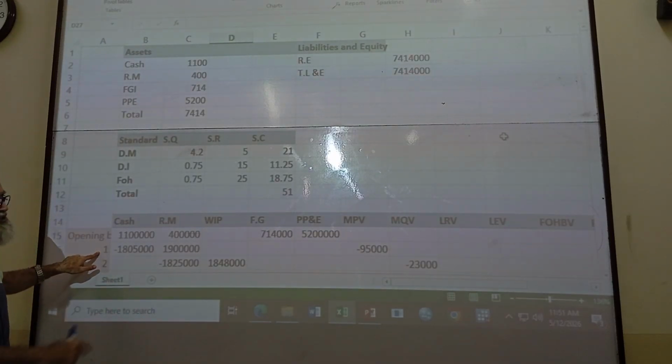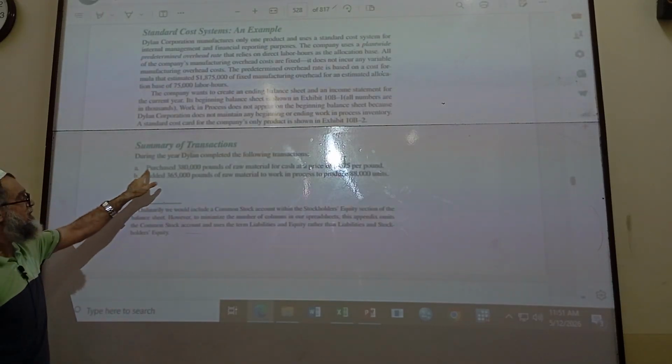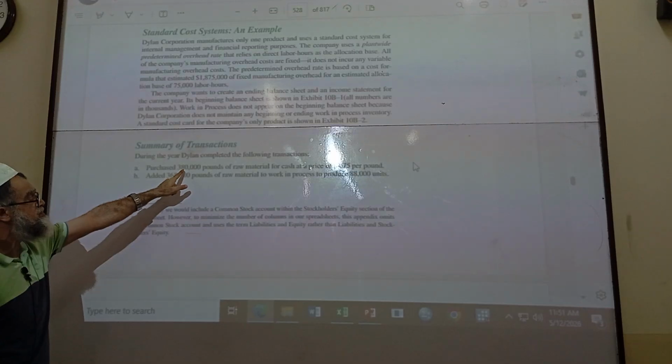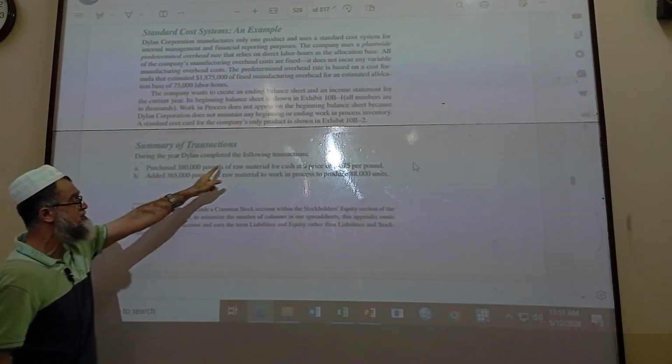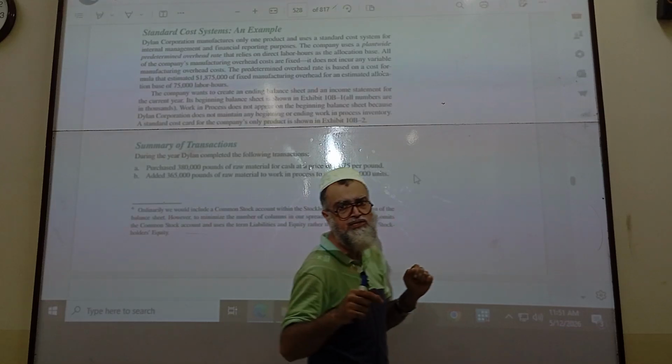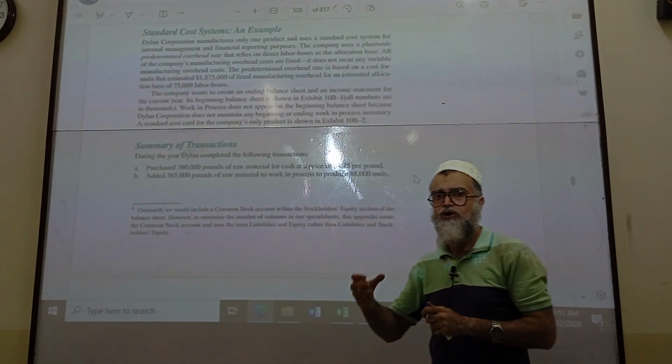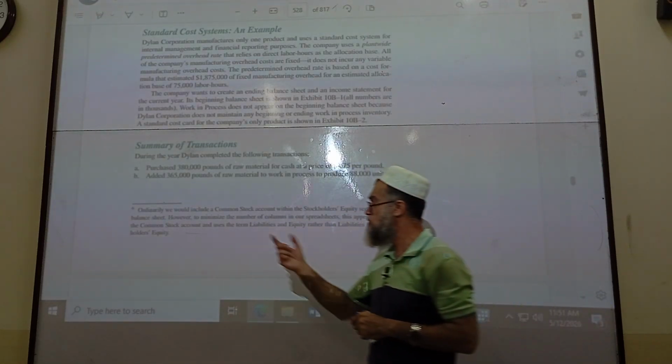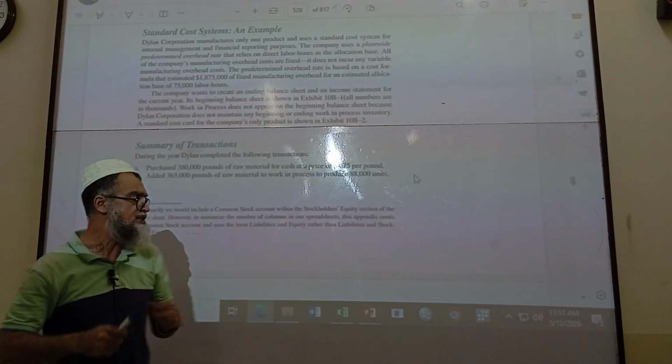Now the first transaction, when you go to the book, you will find the first transaction, which is the purchase transaction of 80,000 pounds of raw material. Now remember, the first variance, which is the material price variance, will come into play when you purchase raw material. So we are purchasing raw material in the first transaction.